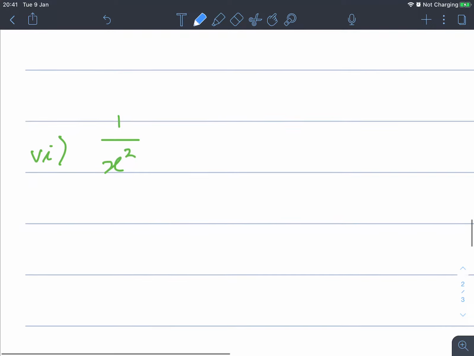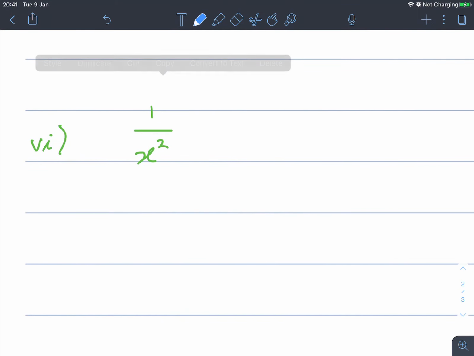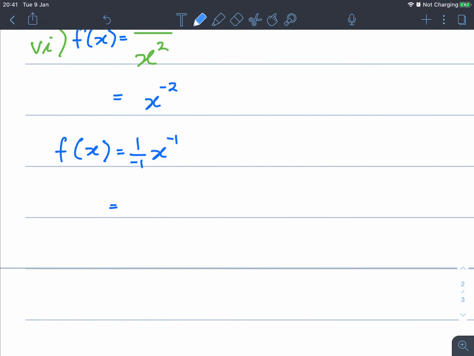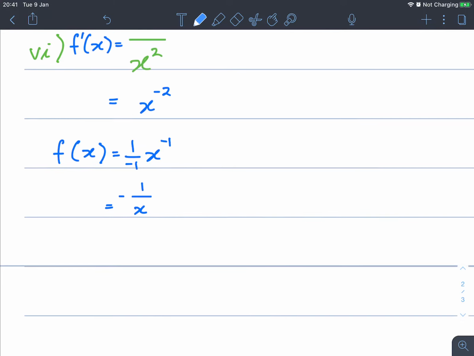Even when we have values such as this, we can let this be f of x, and we can simplify this as x to the power of negative 2. In this case, this is f prime of x. Let's find f of x, the original. It is equal to, well, increase the power of x here, so plus 1, so negative 2 plus 1 is negative 1, divided by negative 1. This will give us negative 1 over x.